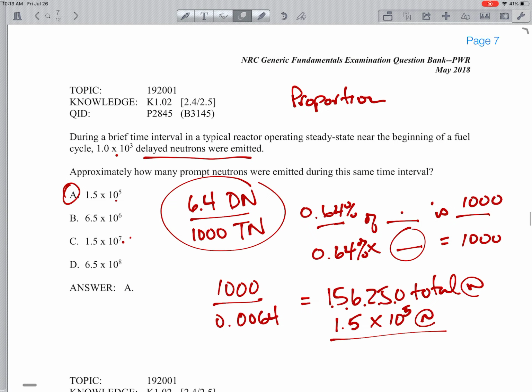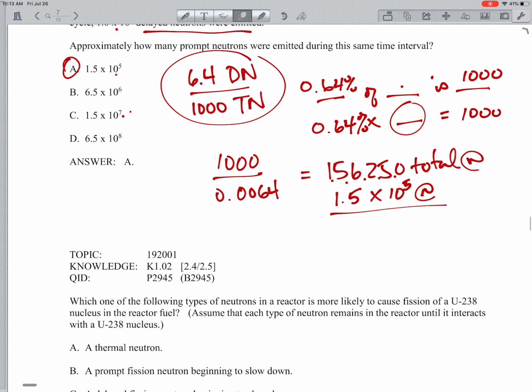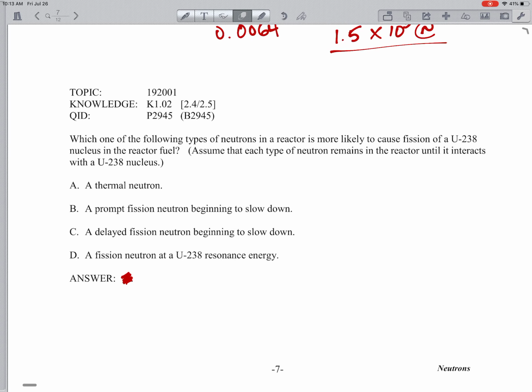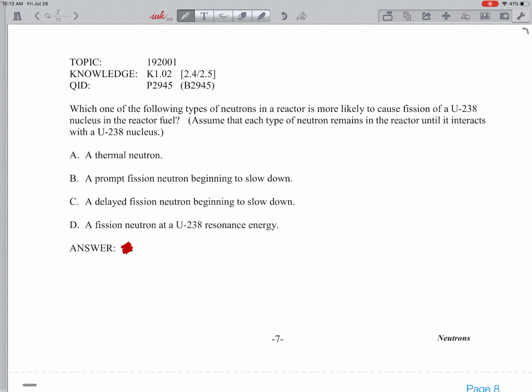All right, so moving on. So that's the first proportion question we've seen. It's usually going to have to do with 1,000 delayed neutrons, or 1,000 in the population. And we'll see those again here in a sec.